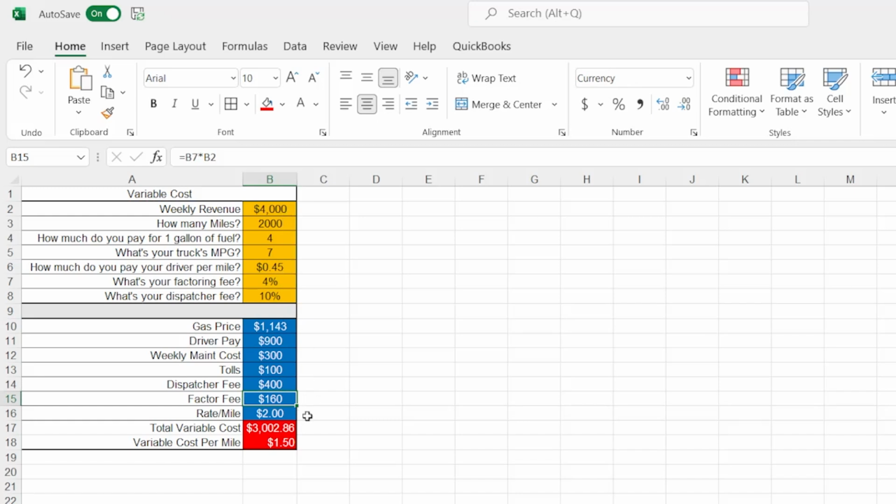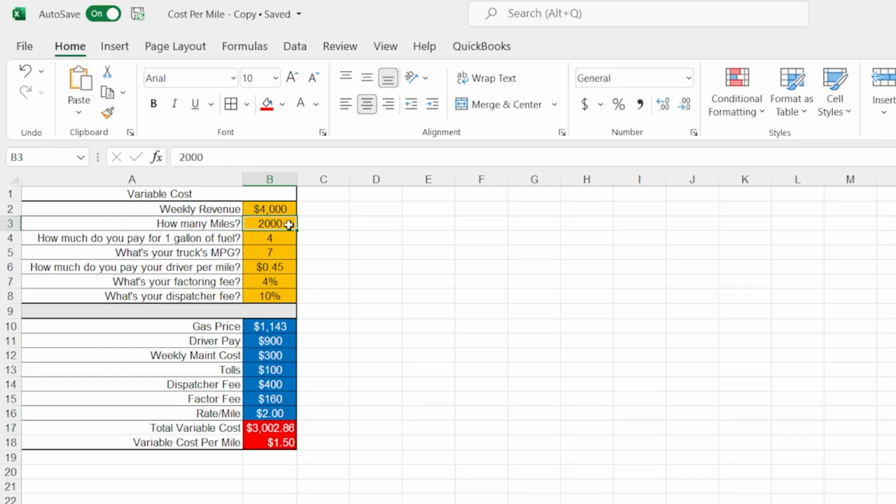Let's talk about the difference between fixed expenses and variable expenses. Fixed means they don't change. The total fixed cost remains the same no matter what. Your variable cost will change the more miles you drive. The total variable cost will increase. So right now we have $3,000 total variable cost based on 2,000 miles.